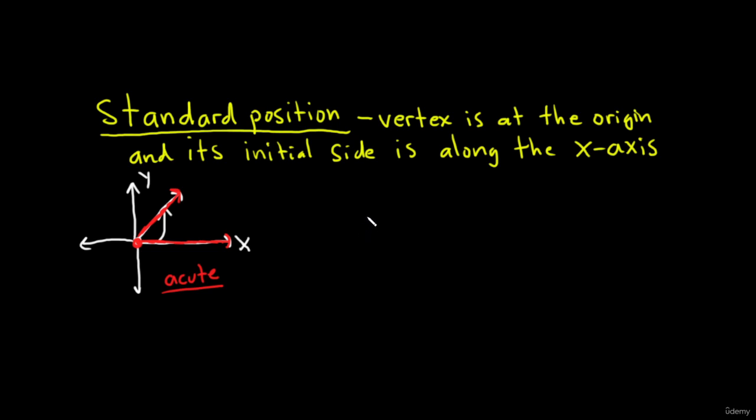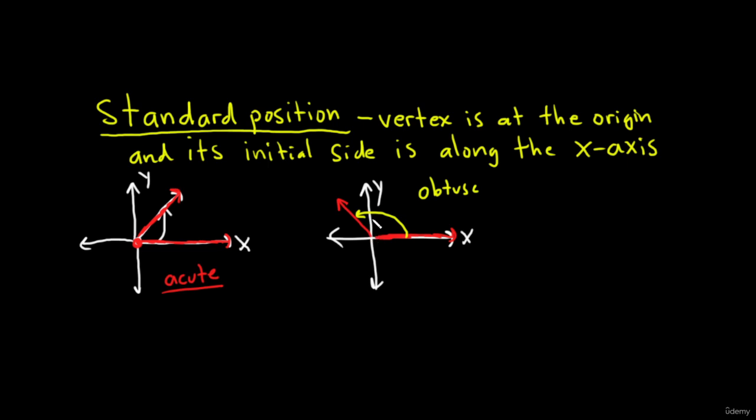Let's look at another example of an angle in standard position. So here's the x-axis. Here is the y-axis. And this will be the initial side. Let's say this is the terminal side. And then here is our angle. Again, this is an angle in standard position. So in this case, it's called an obtuse angle, because its measure is between 90 and 180. Okay, so kind of a fun example. So you can see two examples of angles in standard position.